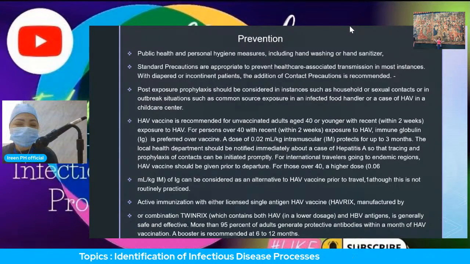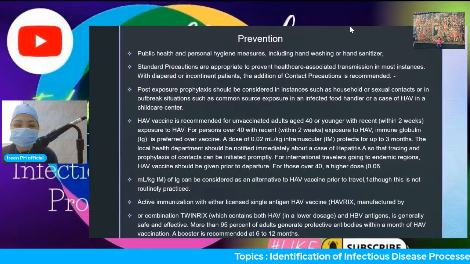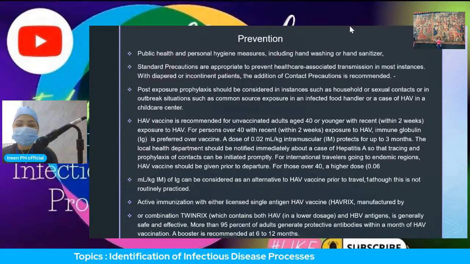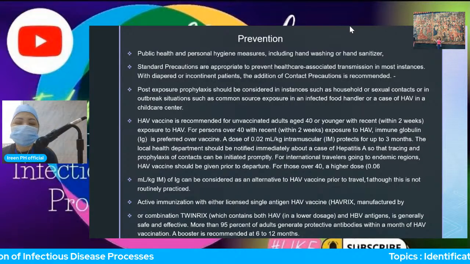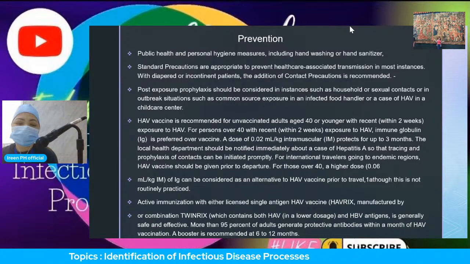Post-exposure prophylaxis should be considered in instances such as household or sexual contact, or in outbreak situations such as common source exposure, in an infected food handler, or a case of hepatitis A virus in a child care center.